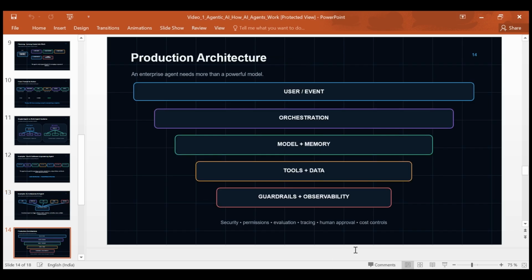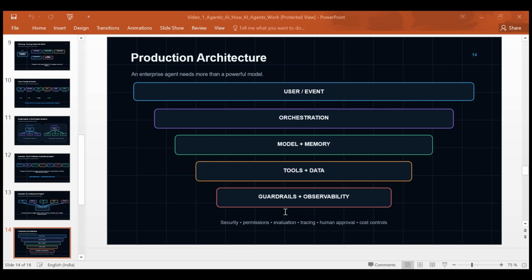So let's discuss production architecture, how it should be. A production-grade agent is much more than a powerful model. At the top, we have the user or an event that indicates the workflow. The orchestration layer manages the agent loop.